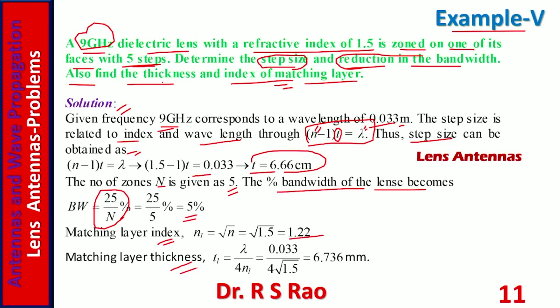Matching layer thickness is lambda over 4 N_L. N_L is the square root of 1.5. Lambda is 0.033. So thickness becomes 6.736 mm.